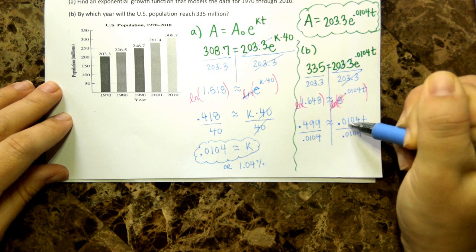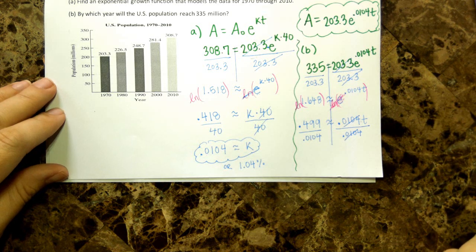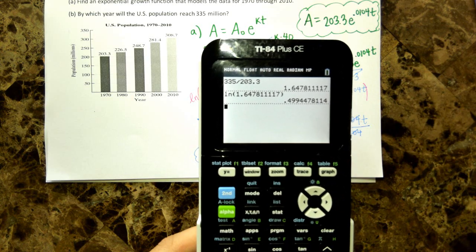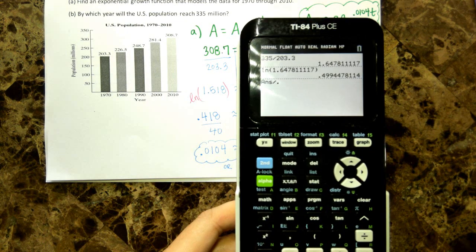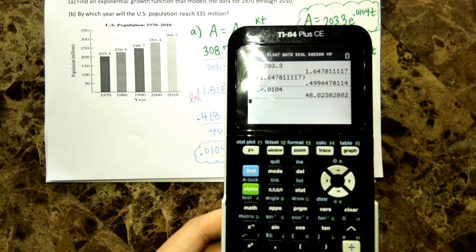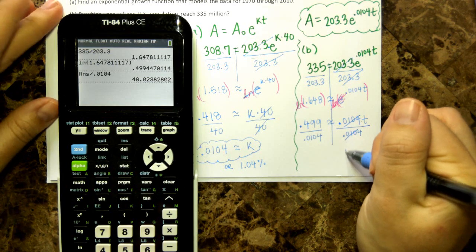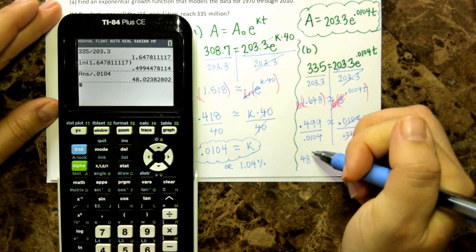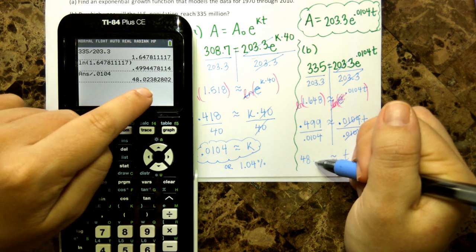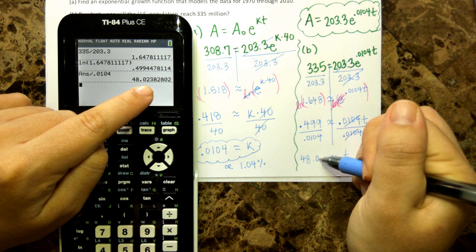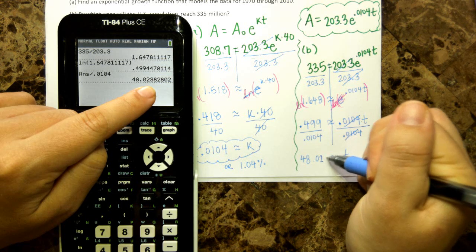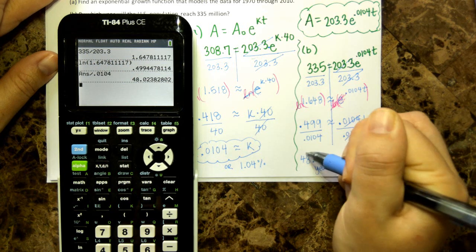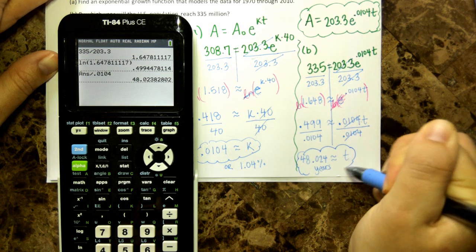0.0104. Those will cancel each other out. And our answer will be 0.499, which is pretty much this last answer, divided by 0.0104. And there is our t value, which is 48.02. If I'm writing that third decimal, I'll just do 0.24. And this is how many years. This is, remember, t is time in years.